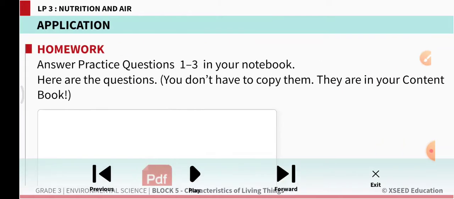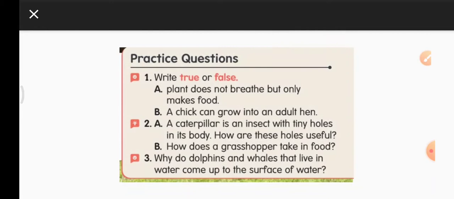Okay, we have the content book. All of you open your content book, and these are the practice questions, Nana. Write true or false. Plant does not breathe but only makes food. Okay. So is it right, Nana? No, this is wrong. We all understand plants also take in air through the pores on the leaves, right? So the first one is false.